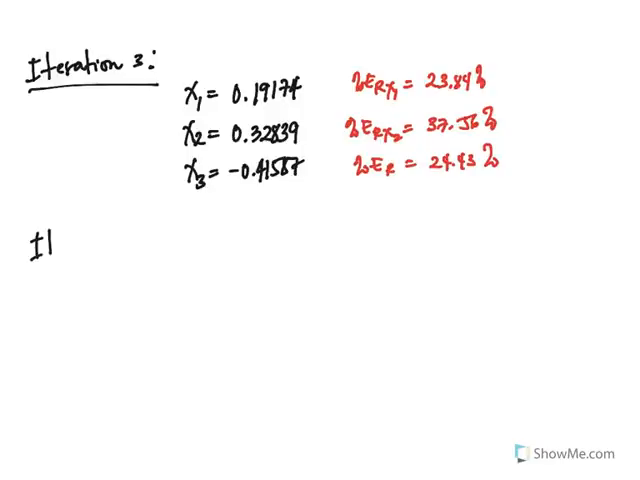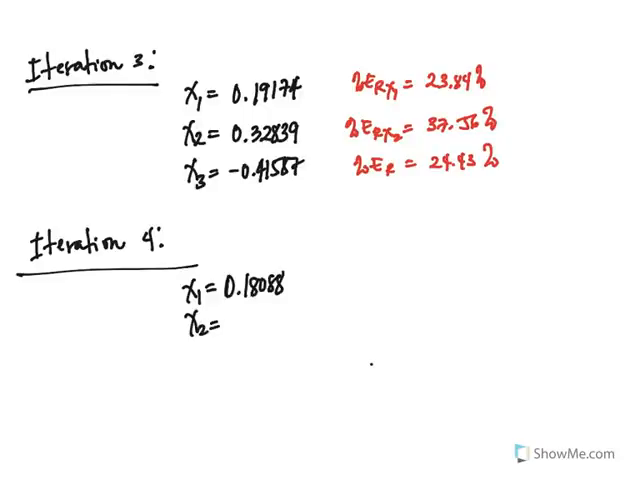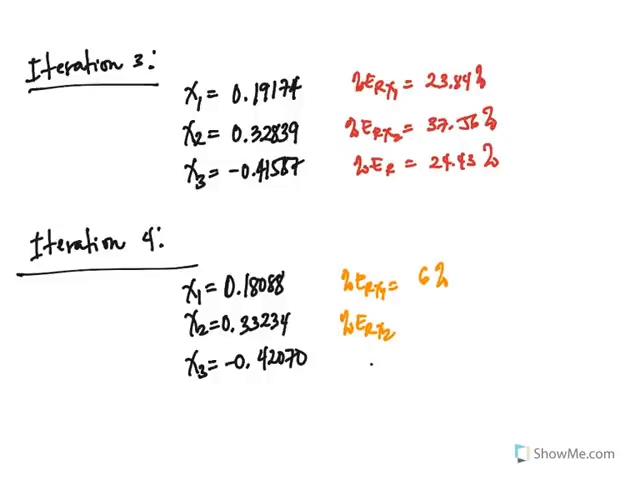So next iteration natin, sa iteration 4, again, carry over pa rin lahat ng values ng x1, x2, x3 from the third iteration. Ipa-plug in lang natin siya ulit sa iterative formulas natin, okay, na na-arrive kanina. So, we will have the values of x1 for the fourth iteration: 0.18088. x2, you have 0.33234. And then for x3, we have negative 0.42070. Now, solving for the relative error for x1, we will get 6%. For x2, we will get 1.19%. And for x3, the error is 1.15%.